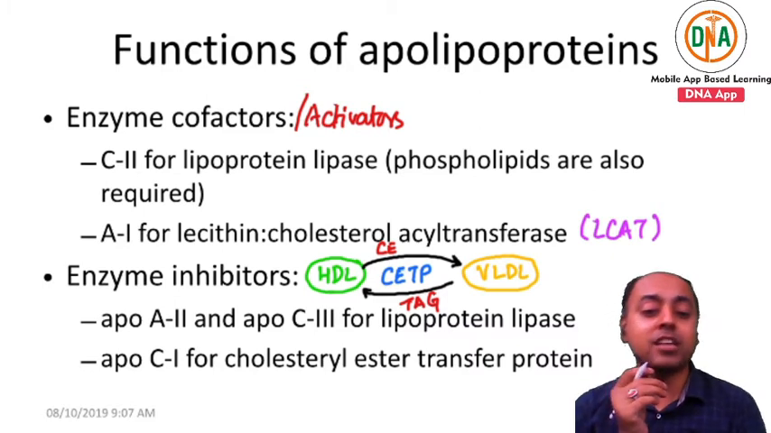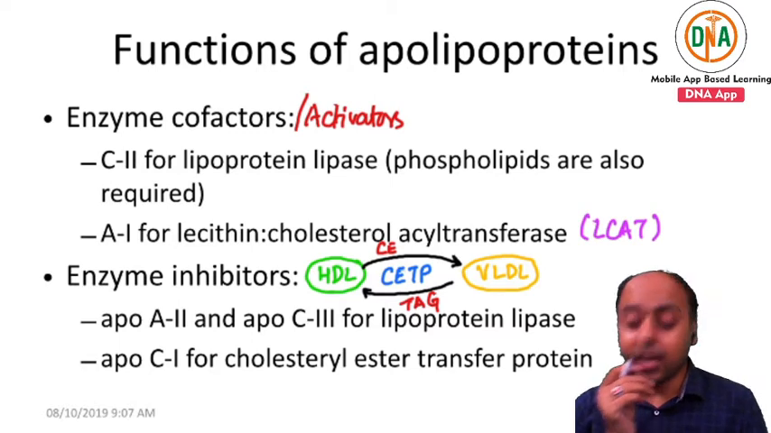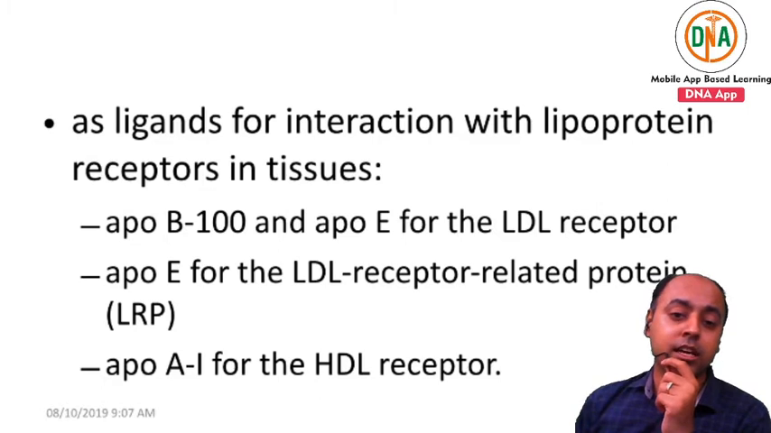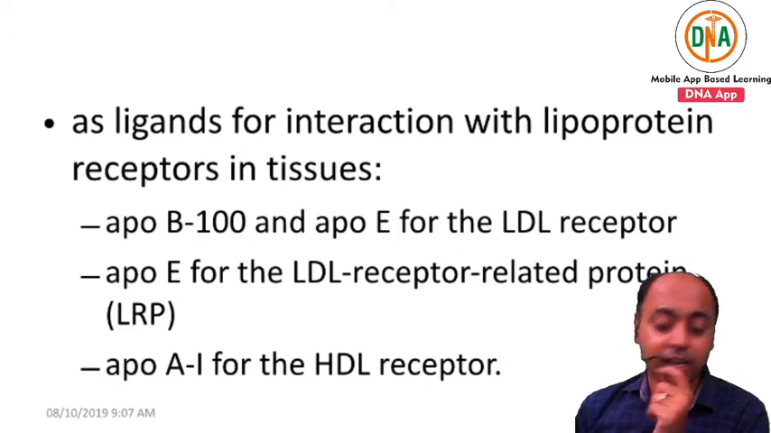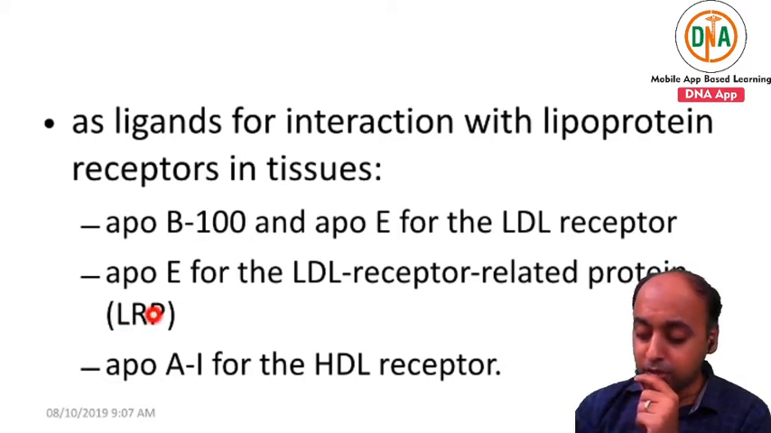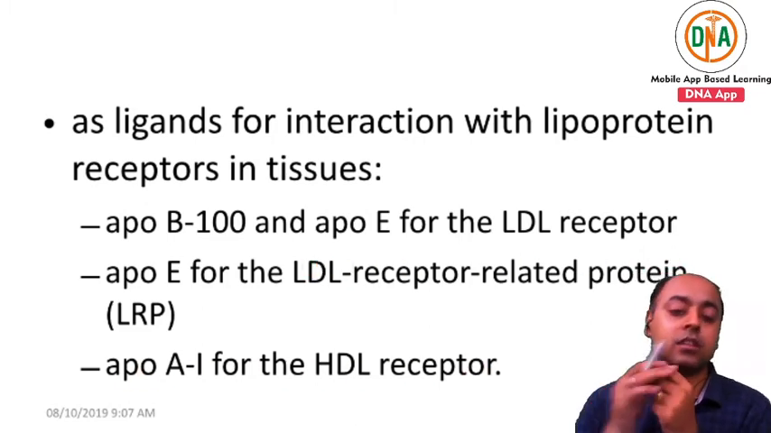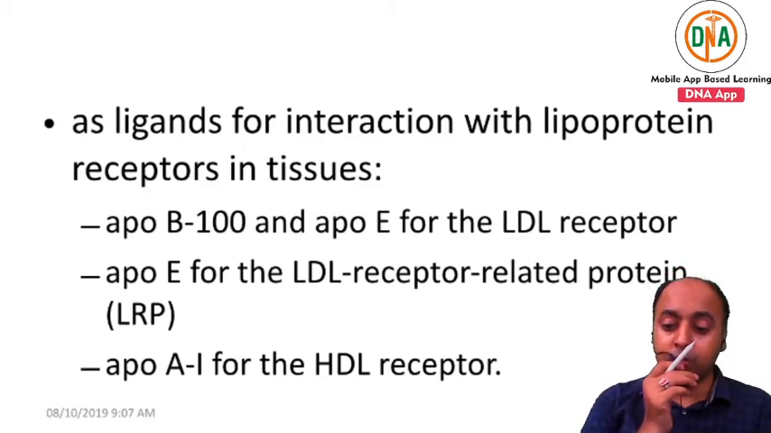So the apolipoproteins can function as activators, they can function as inhibitors, and lastly, as we've already seen, they work as ligands for the various receptors. ApoB100 and ApoE are the ligands for the LDL receptor. ApoE is also the ligand for the LRP, the LDL receptor related protein, and ApoA1 is the ligand for the HDL receptor.